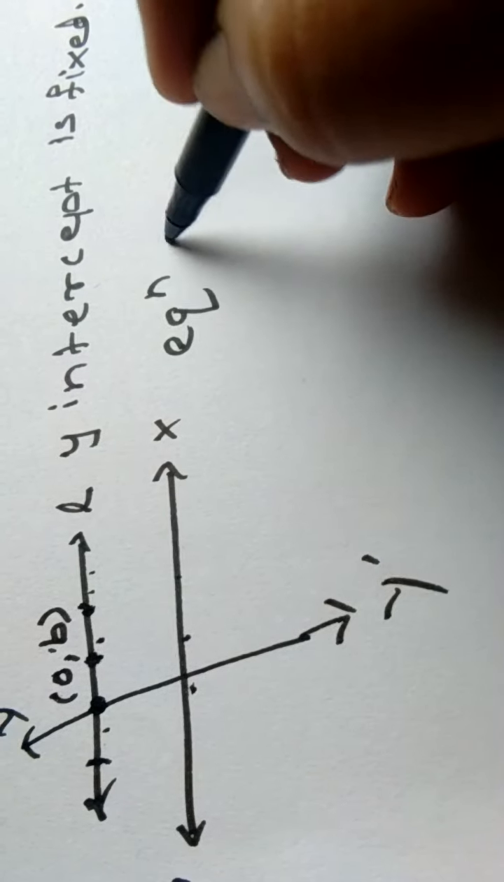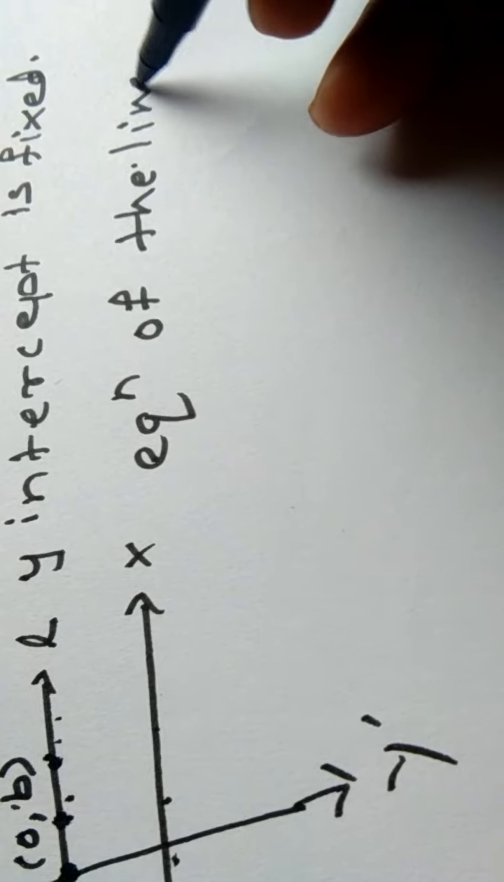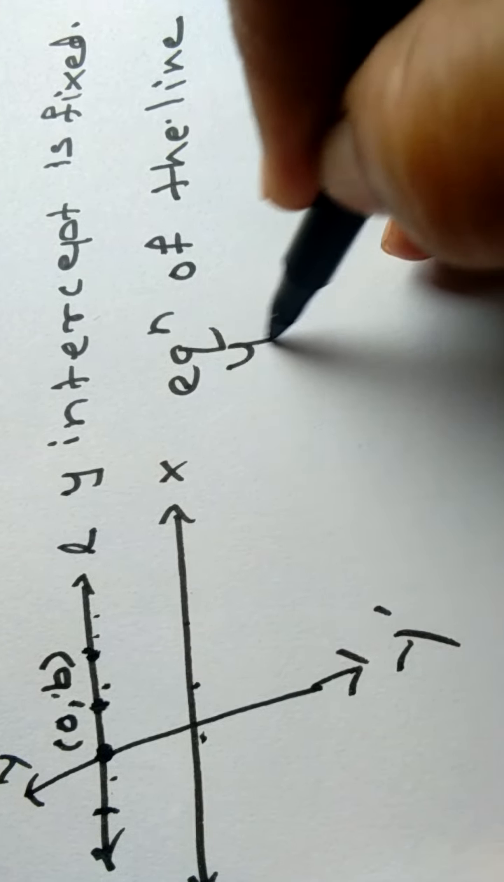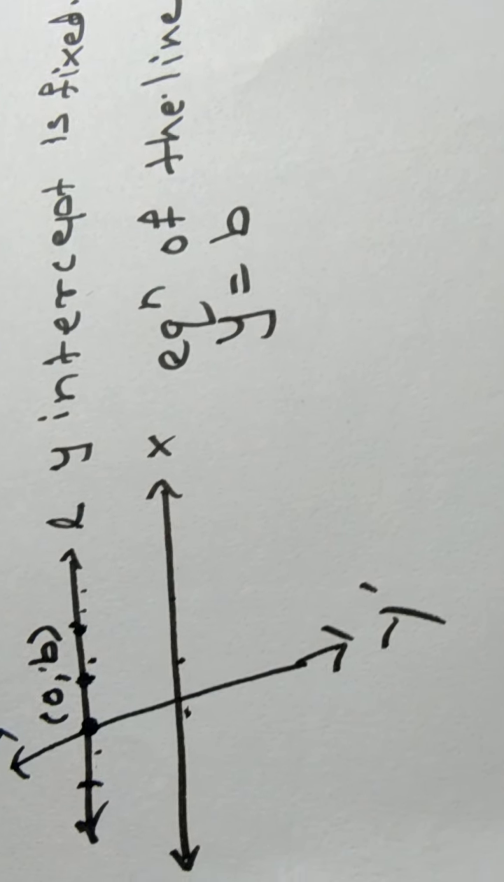Therefore, we say that the equation of the line, what is the equation of the line? Which intercept is fixed? Y-intercept is fixed, hence y is equal to b is the equation of the given line.